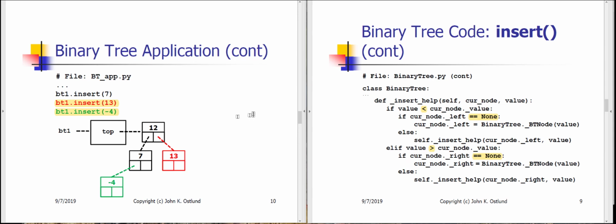I did want to point out one thing here, which is that I'm testing both less than and greater than. The implication here is that it's not going to be possible in this binary search tree to have duplicate values.